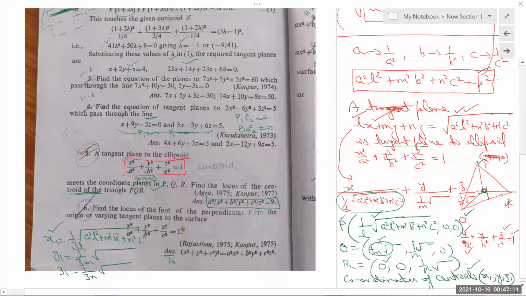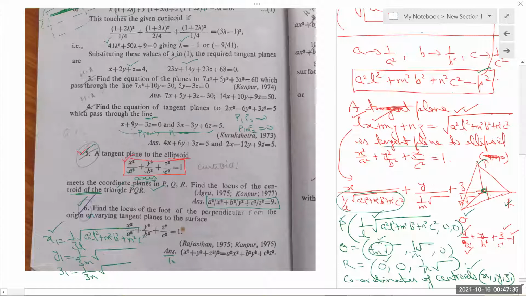Now next is question number 6. Question number 6: find the locus of the foot of perpendicular from the origin on varying tangent plane. Actually, there is a typing mistake here. Typo, right here, on varying tangent plane. Locus of the foot of perpendicular from the origin.